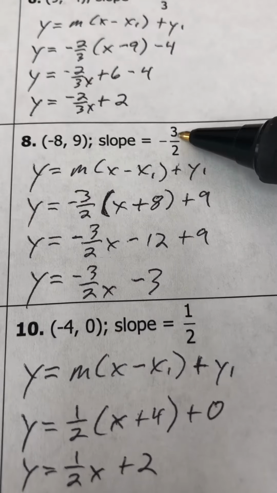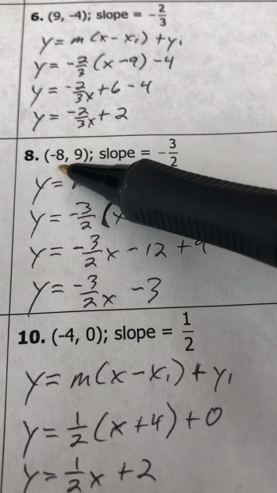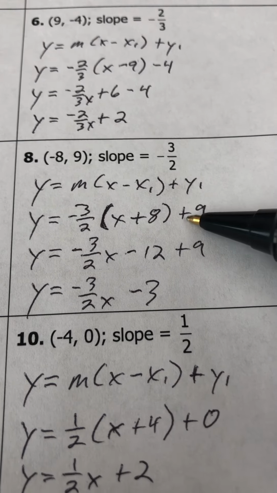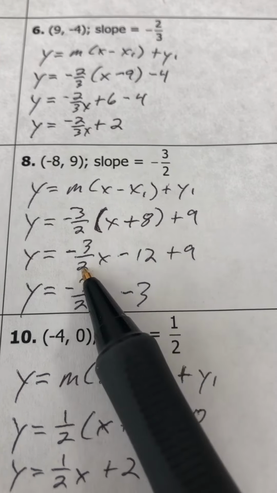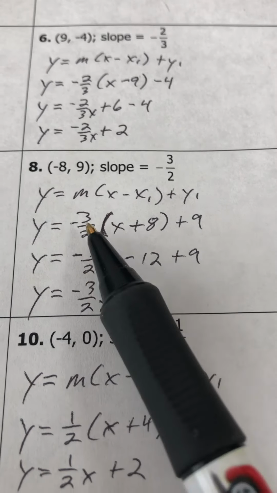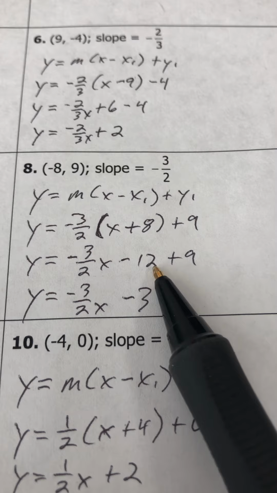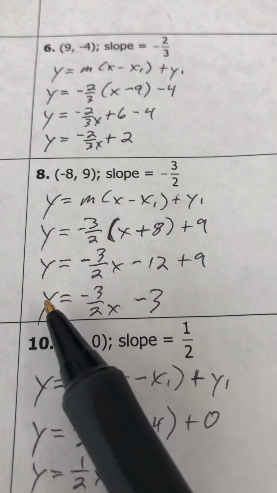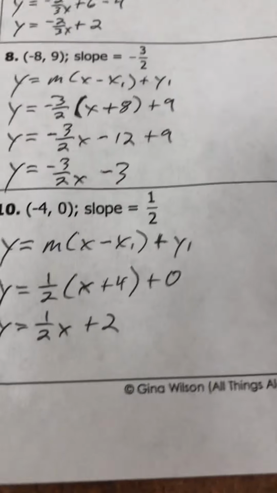Number 8, I plug in my m, my slope. I plug in my x1, which is minus a negative once again, so it's plus 8. And then I add my y1. Okay, I do my multiplication, and I get negative 3 over 2 x. Negative 3 over 2 times a positive 8 gives me negative 12. And then I just have this plus 9, so it's negative 12 plus 9 gives me negative 3. So I have my y equals mx plus b right here, and I can graph that.